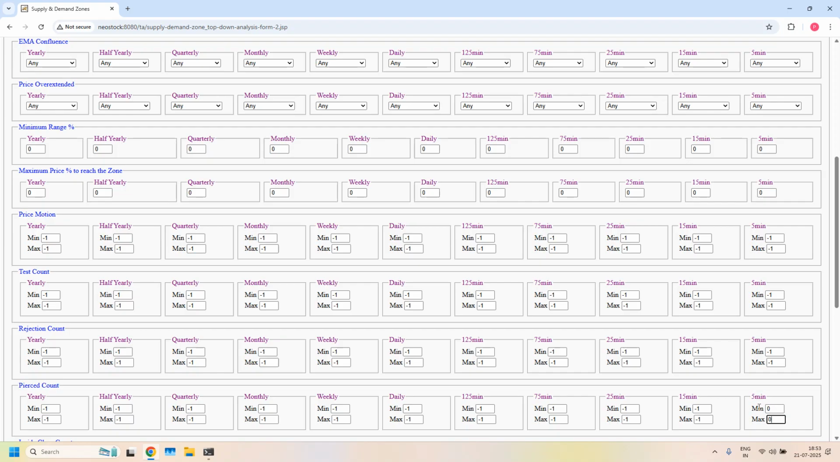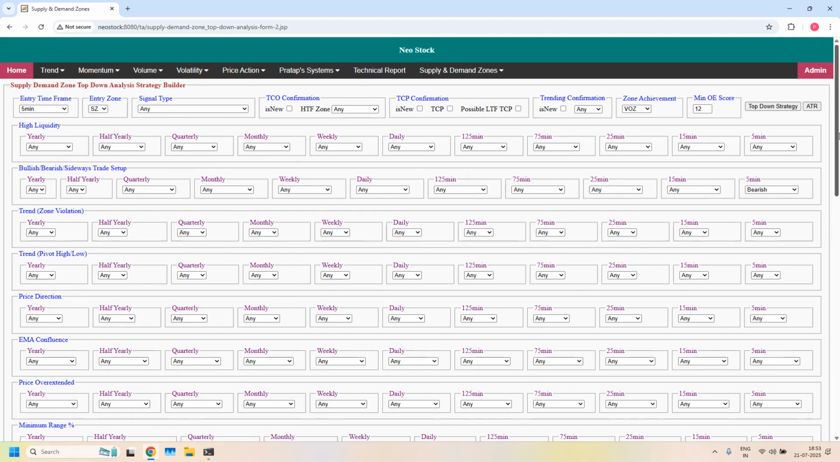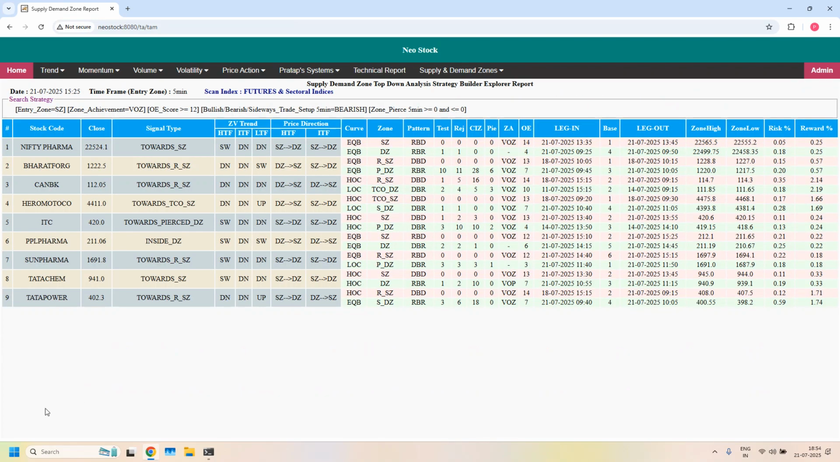That means the pierced count should be 0. Pierced count 0 means the zone is not pierced. Which zone? 5-minute supply zone. Let's filter. We got 9 stocks supporting the bearish trade setup for the hourly income trade, and the entry time frame zones are 5-minute supply zones.